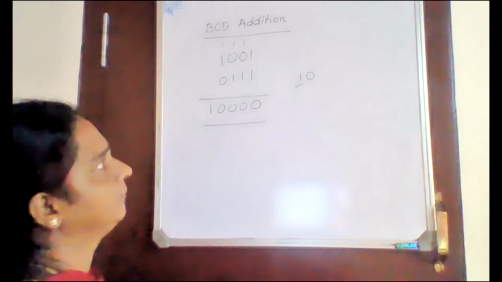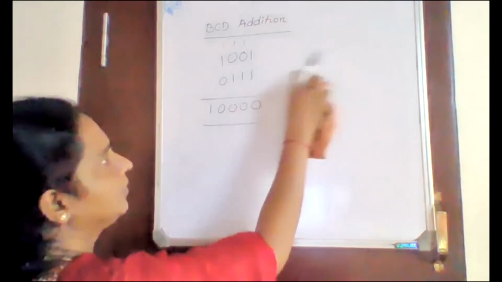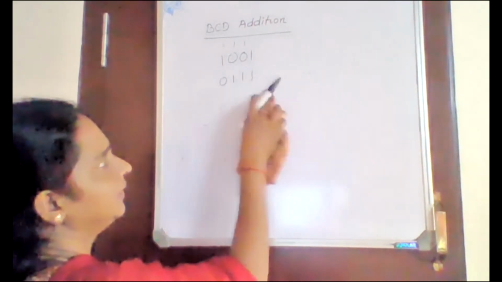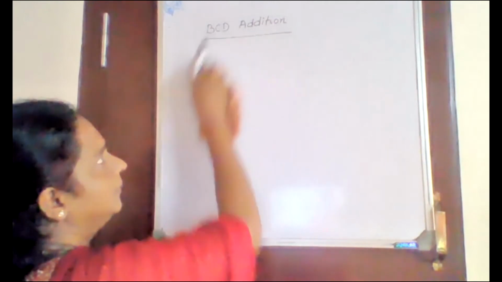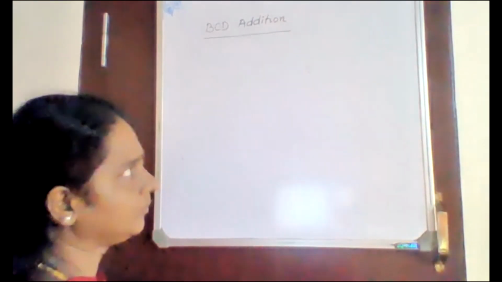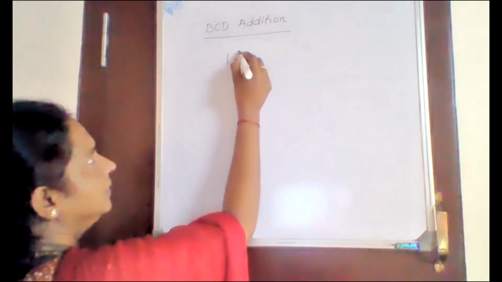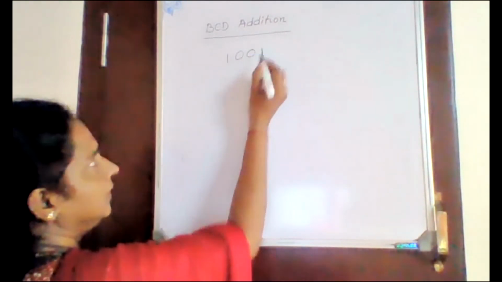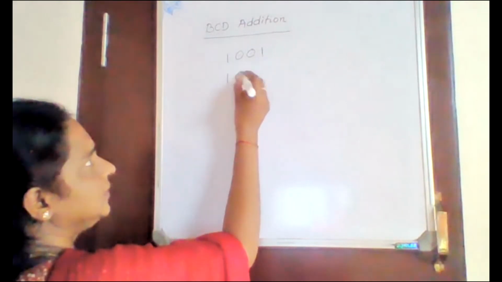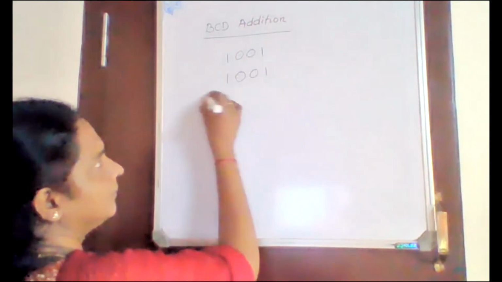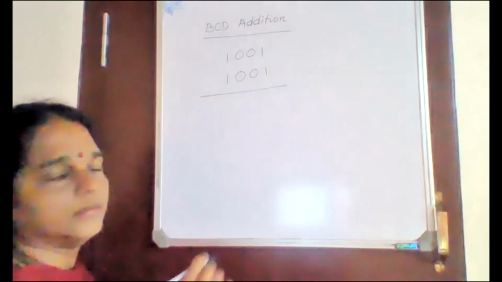Similar to binary addition. Now, if we consider one more, a little bigger number, we'll add 1001 with 1001.